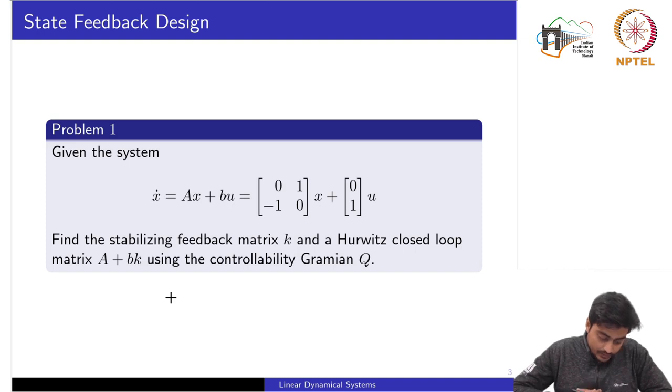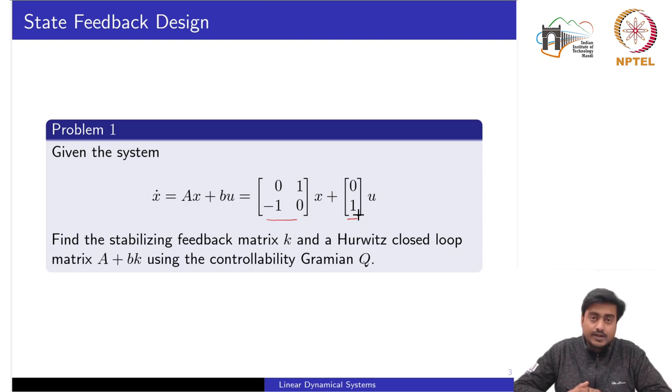In problem 1, we have an LTI system given to us with A, B matrices where U is a single input variable, and we have a 2-dimensional system. We need to find the stabilizing feedback matrix, or the feedback gain vector K, and the Hurwitz closed loop matrix A plus BK using the controllability Gramian Q.